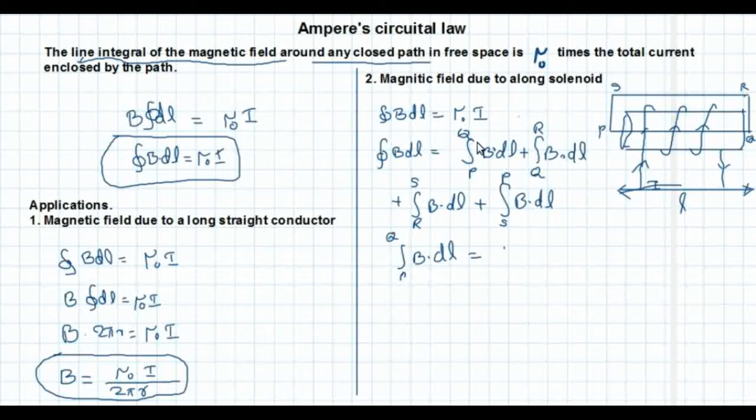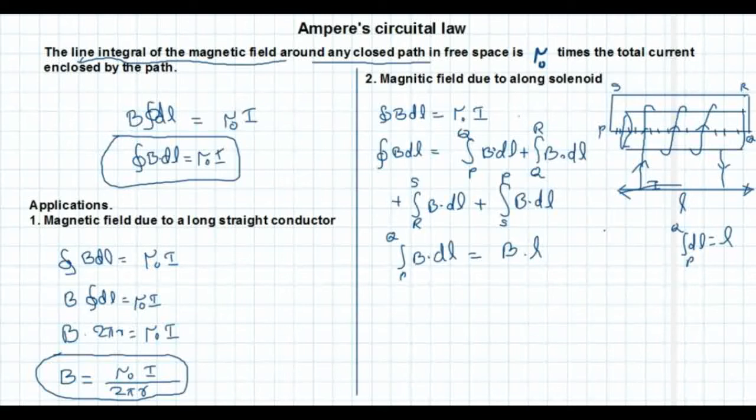So integral B dl from P to Q is nothing but B into L, where integral dl is equal to L. If L is the length of the solenoid, then integral dl from P to Q will give the length L. It is a very simple integration. So integral B dl from P to Q is equal to BL.